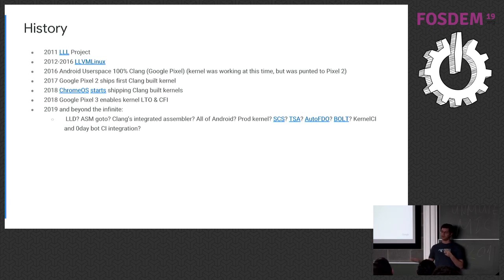There are some other things people are doing, trying to see if we can move that into the compiler, or whether it needs to be done after the link stage, and what the issues there are. And then trying to get Clang integrated into the upstream Linux kernel continuous integration system.